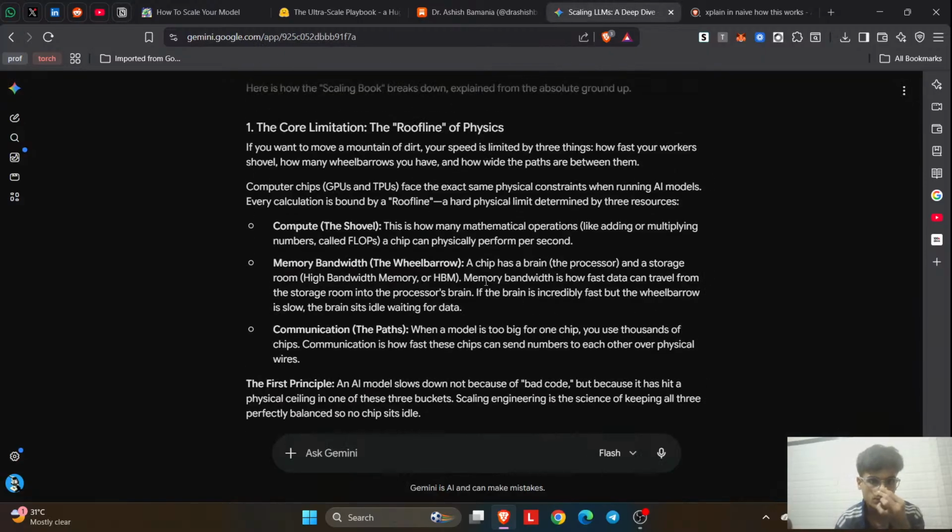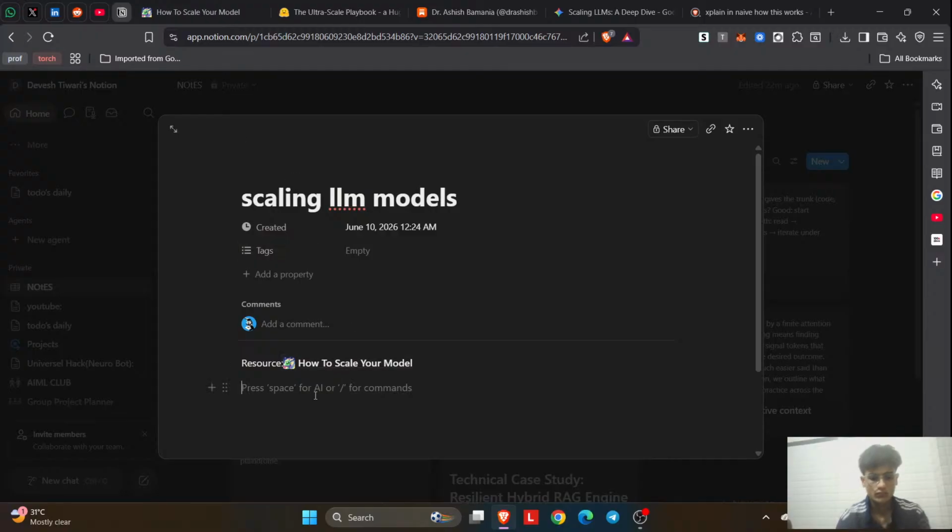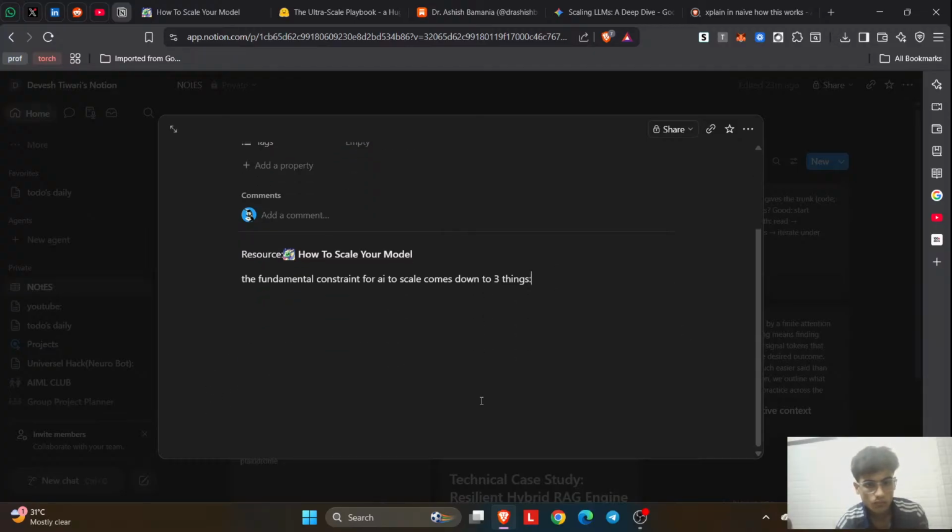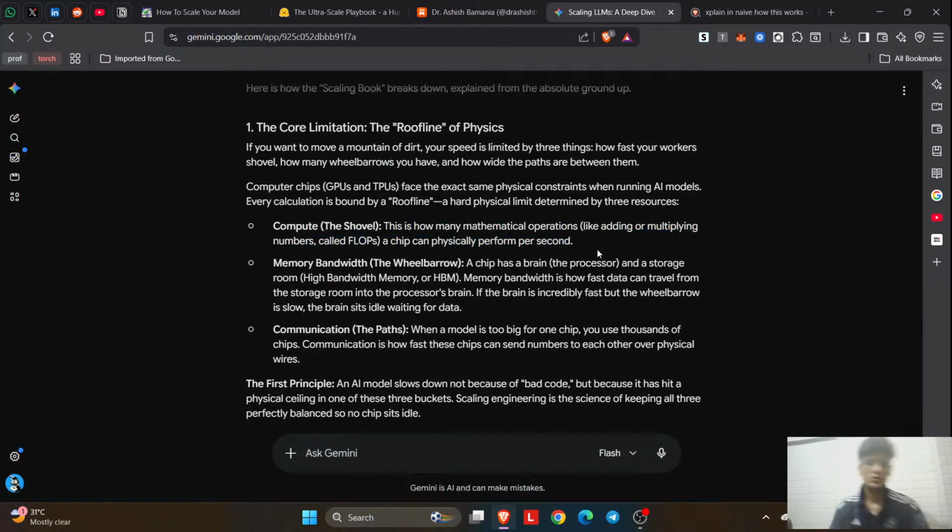So, what's the thing? The fundamental constraint for AI to scale comes down to three things. The first is compute: how many mathematical operations, like adding and multiplying, a chip can physically perform per second.